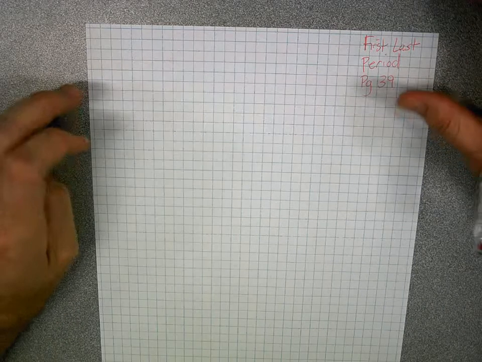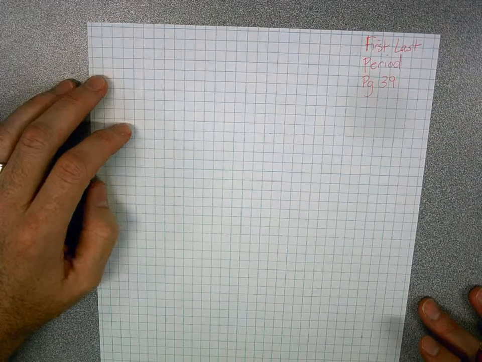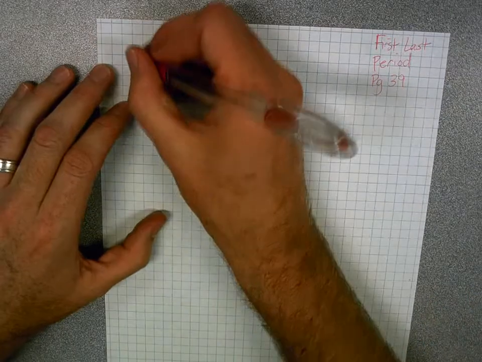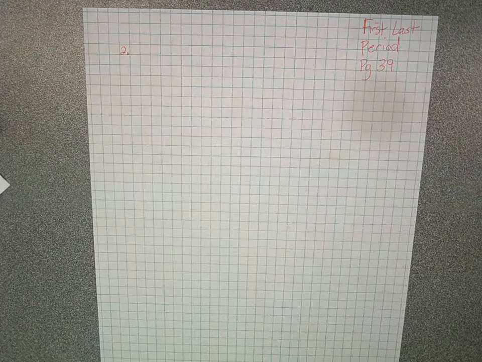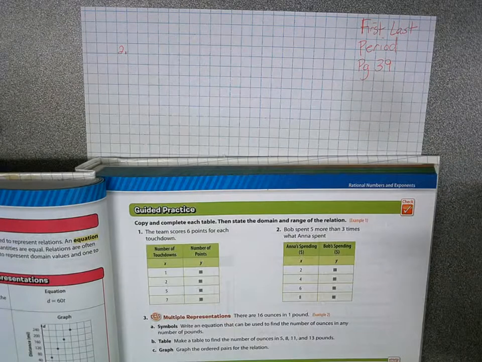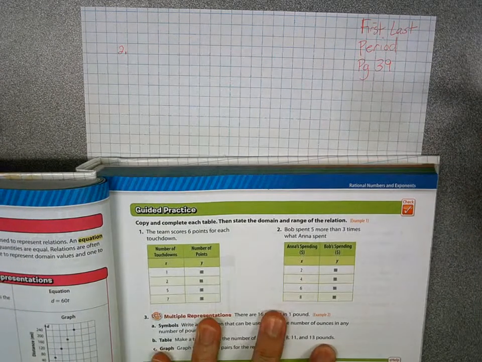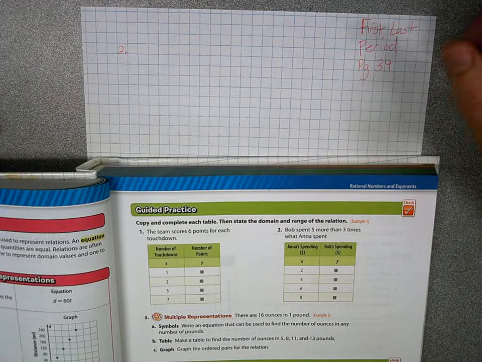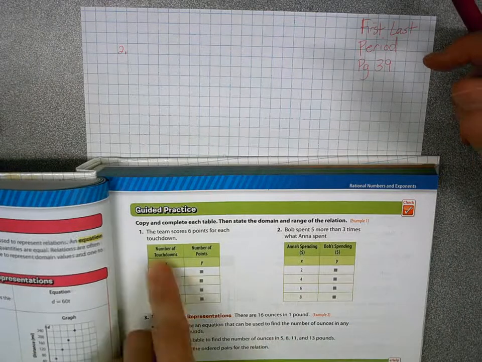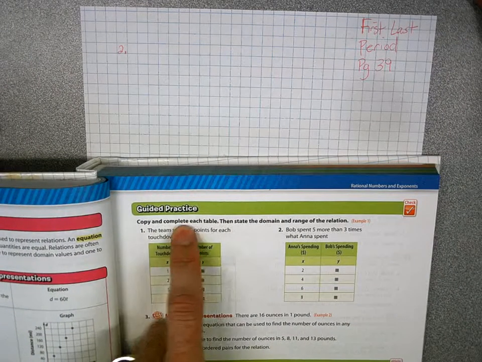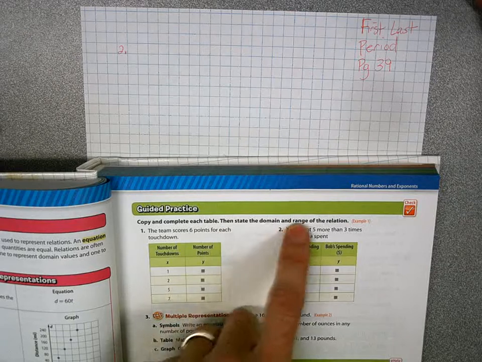Okay, we're only going to do a couple different types of problems today. We're going to start with one that's a little more simple, and then another one that expands a little bit more. So the first type of problem that we're going to take a look at is problem number 2 in your book. Make sure you read directions, because a lot of these problems are going to ask you to do more than what appears to be right here. It says copy and complete each table, then state the domain and range of the relation.